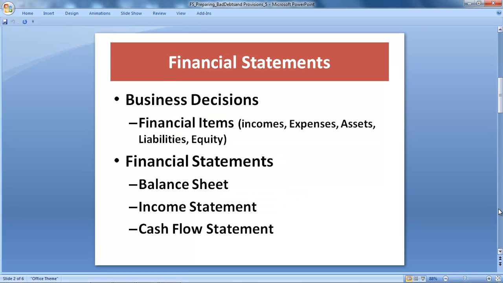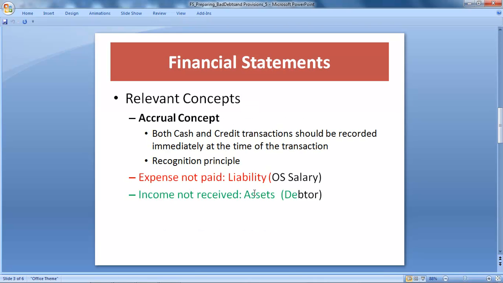In our past sessions we saw that every business decision involves financial items, and these financial items find place in the balance sheet, income statement and cash flow statement. But this process of converting the business decisions into financial statements is based on certain accounting assumptions or concepts or principles, and some of them we discussed in our previous sessions.